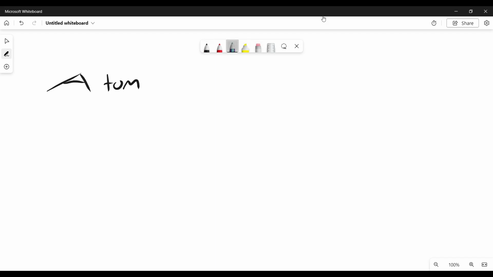Okay? So, the first type of particle that we're going to break apart and never call a particle again is an atom. Now, atoms are individual building blocks.